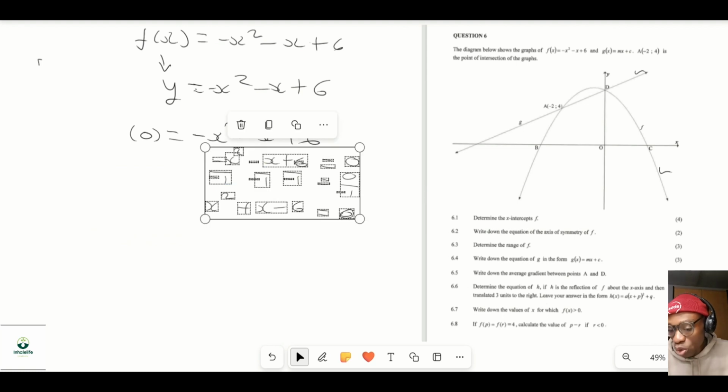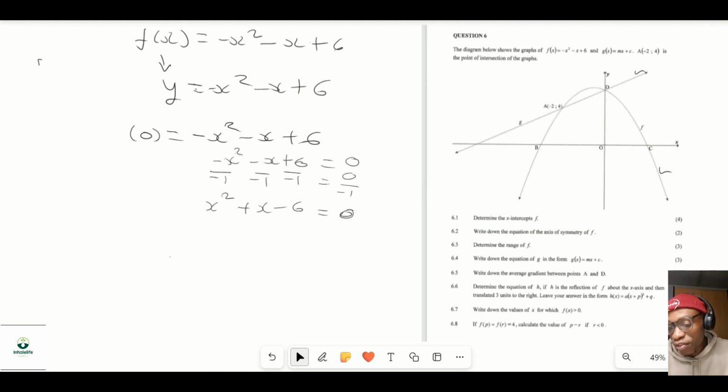We have to factorize this. There are many ways that you can factorize. You can use the quadratic formula, or you can use trial and error. This is a very easy function, so what can we use? Trial and error.